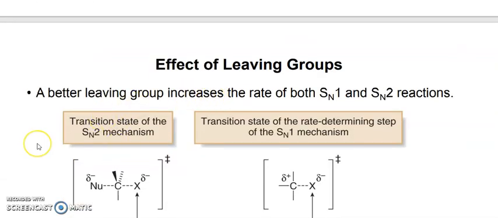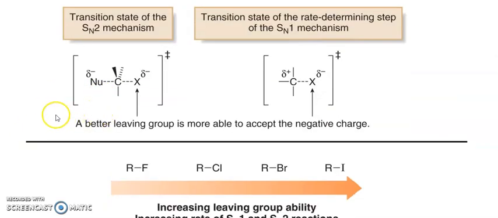Now effect of leaving groups. A better leaving group increases the rate of both Sn1 and Sn2 reactions. Transition state of the Sn2 mechanism and transition state of the rate determining step of the Sn1 mechanism. So you can see nucleophile, carbon, X.